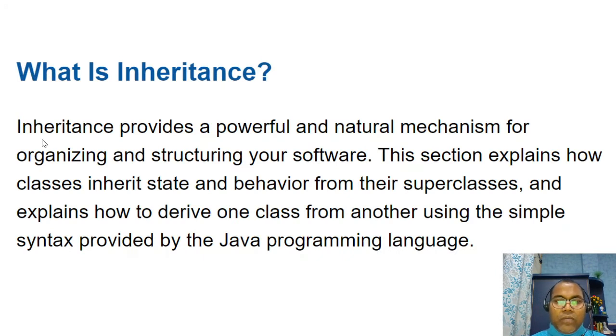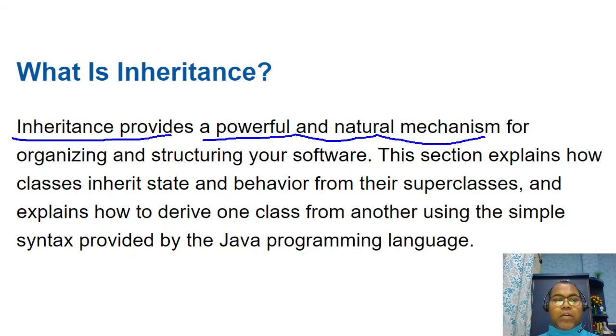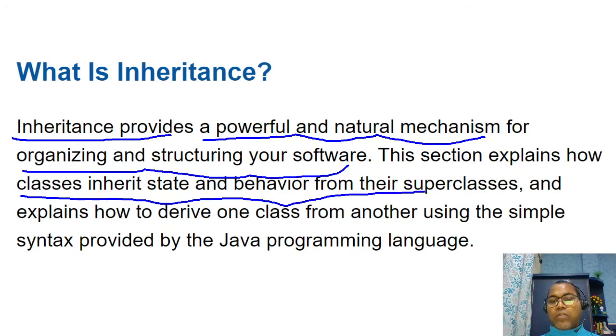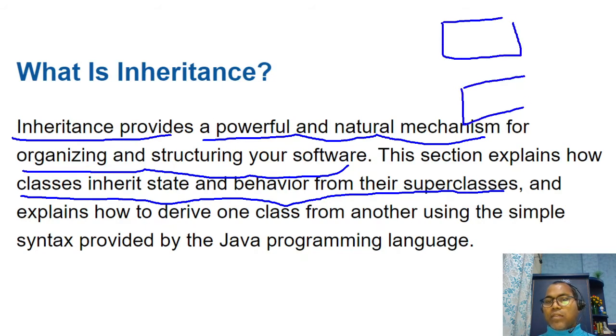Next, a very basic principle about inheritance. Inheritance provides a powerful and natural mechanism for organizing and structuring your software. That means a class inherits the states and behavior from another class, its superclass. If you have designed one class, and you are going to create another class that should have the same behavior plus some more things, then instead of writing the same class definition again, we can inherit these properties, and we can build our new class with the help of an existing design, an existing architecture.